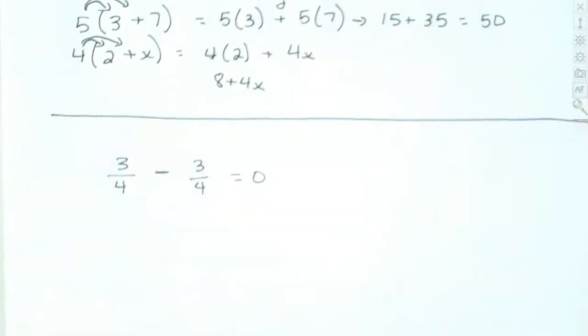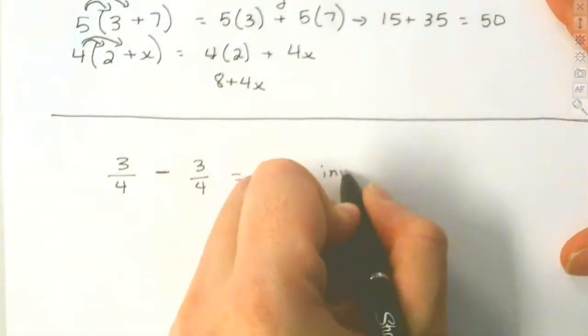What would this one be? Inverse. Why is it going to be inverse? Because they're opposites of each other, right? And what does it equal? 0. So this is the additive inverse.